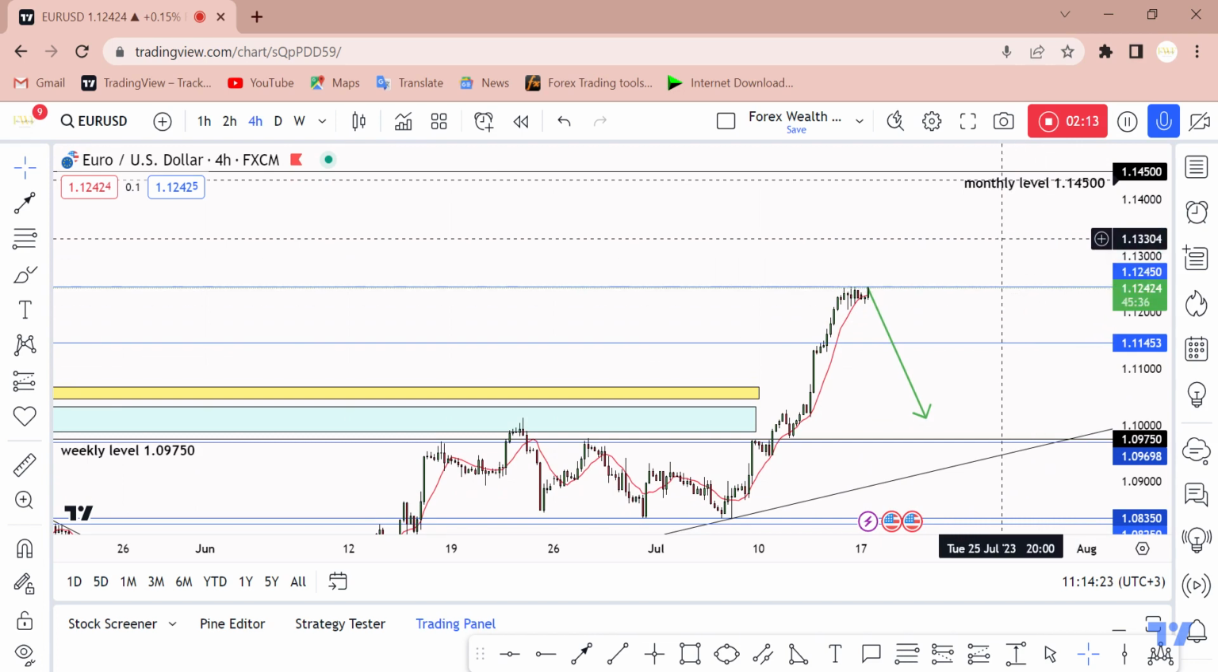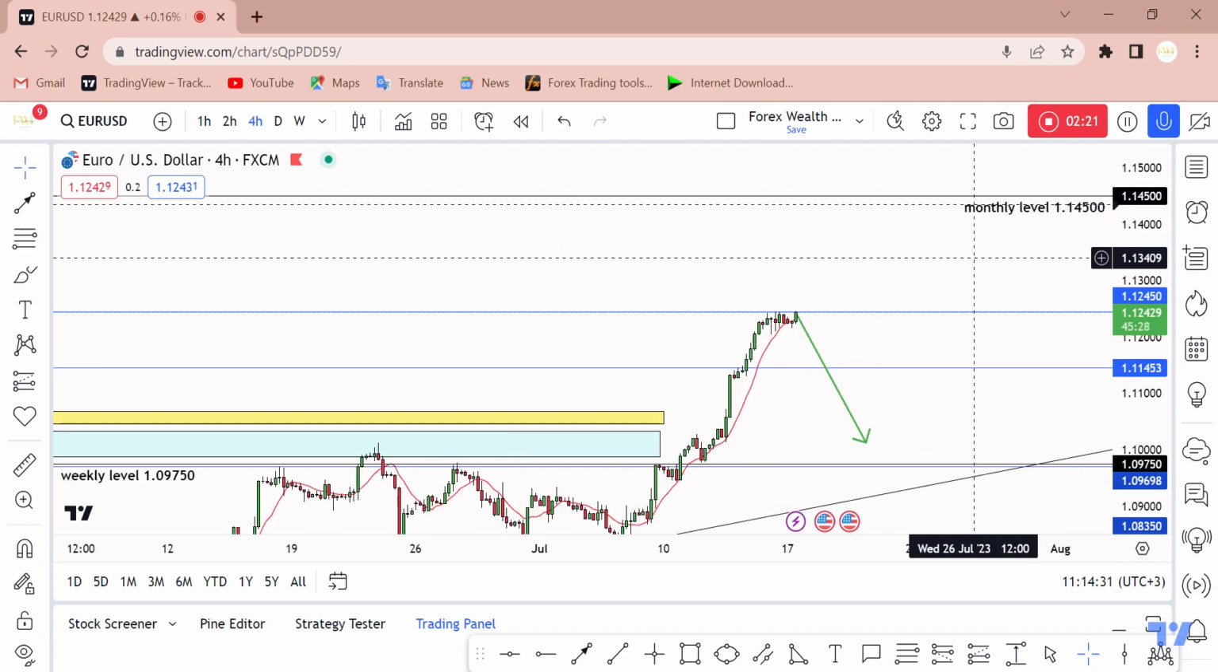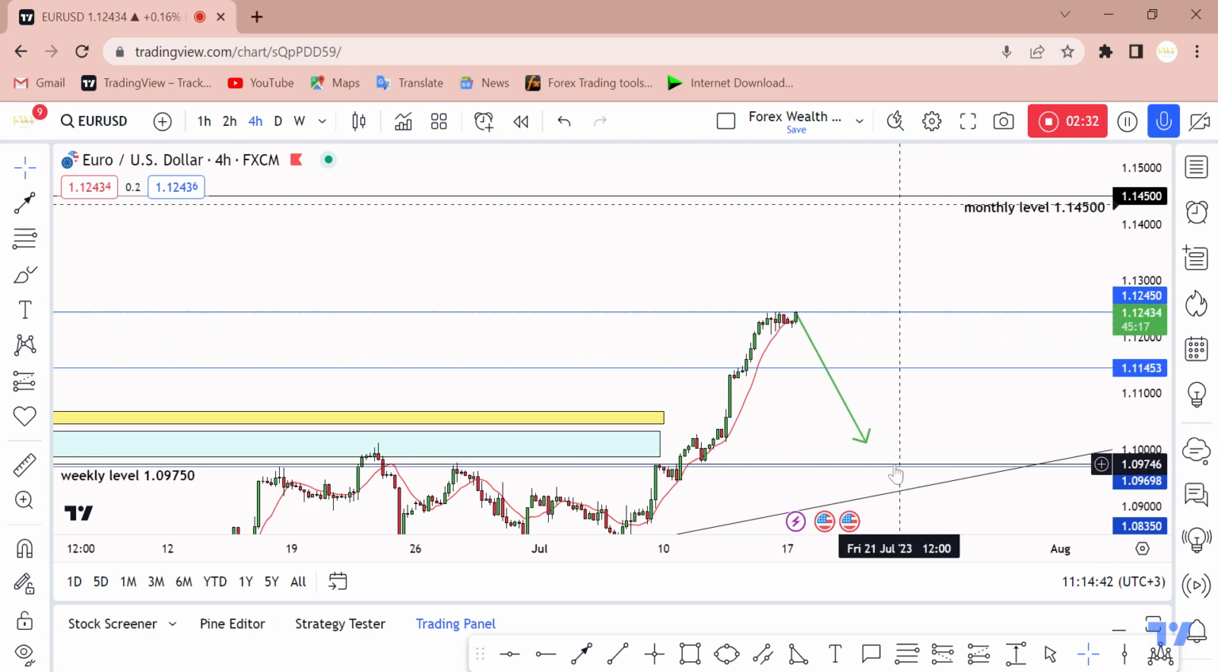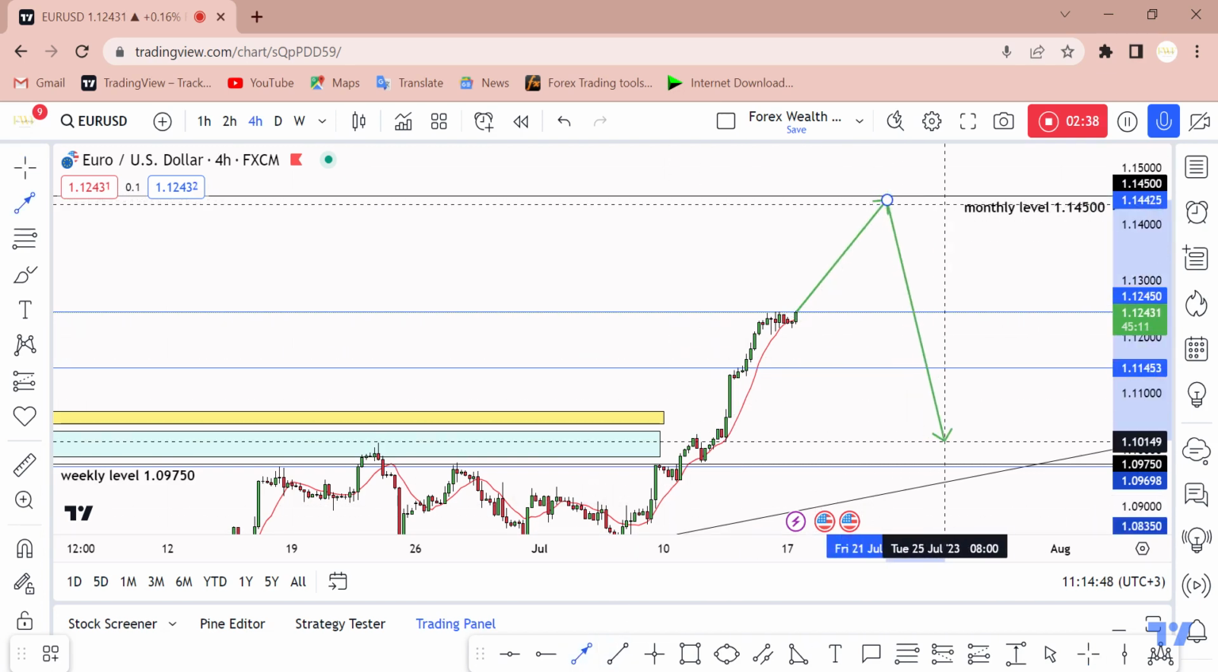But my real setup will be around this area. It will be a sell trade around 1.14500. This will be the best place to sell EURUSD, especially since USD has been pretty weak since last week. So I think I can give it more time until it reaches this area, and from there it will be a great setup and a great sell trade.